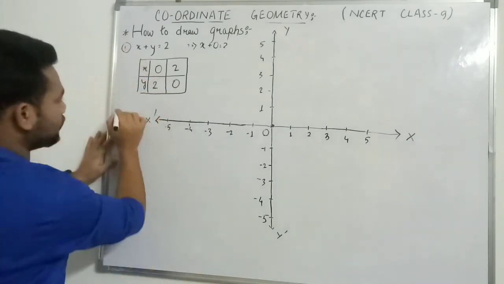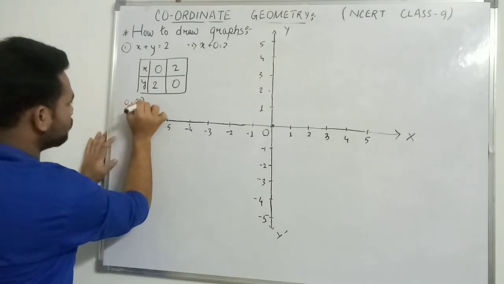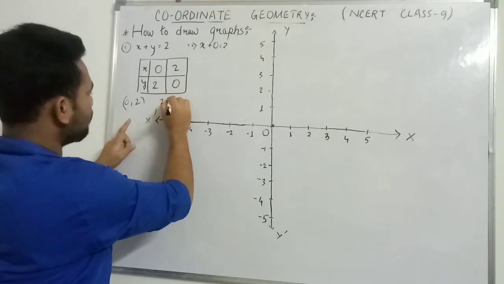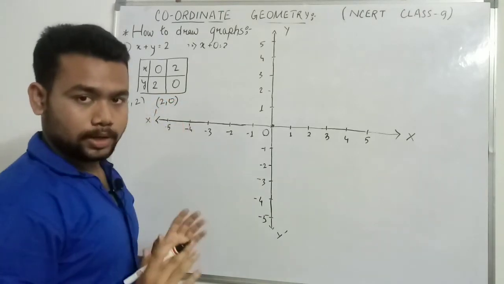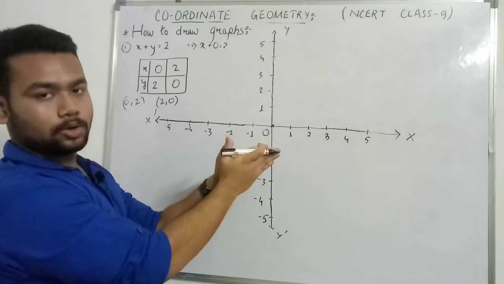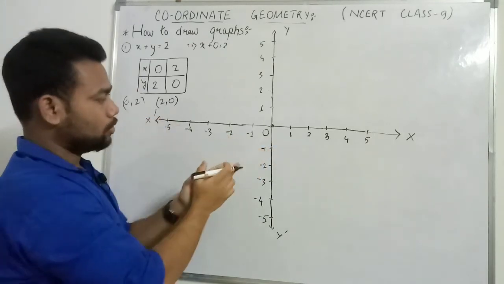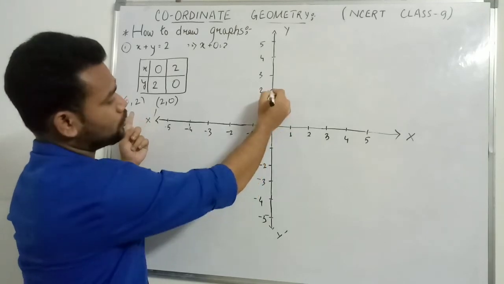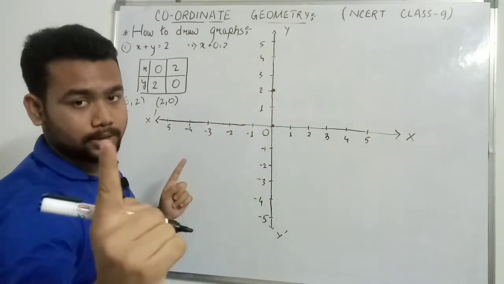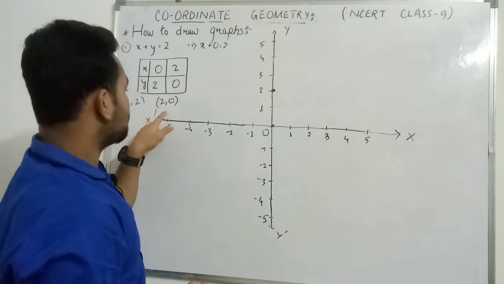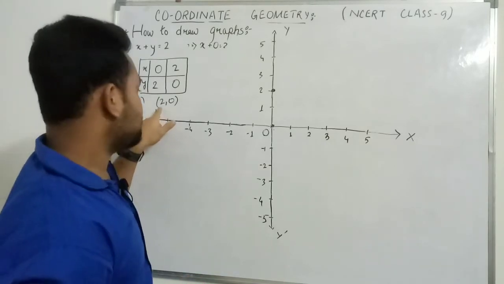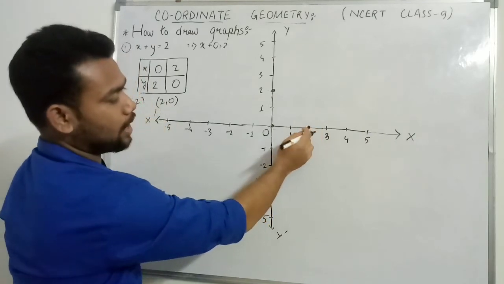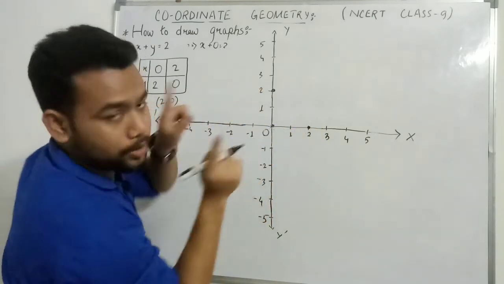See, first coordinate is what? 0, 2. Second coordinate is what? 2, 0. Got it? So plot the first coordinate, 0, 2. Here is 0, x is 0, y is 2. So this will be your 1 point. Got it? Next, 2, 0. X is 2 and y is 0. So this will be your another point. Got it? You got the 2 points.